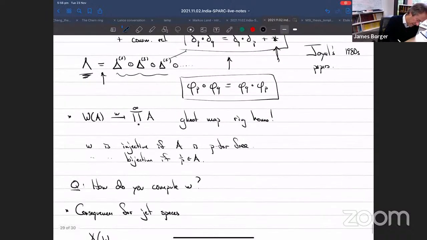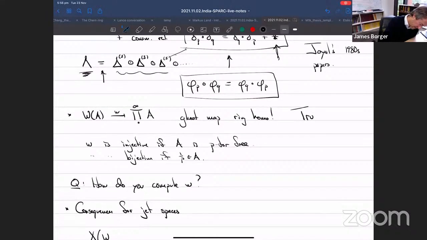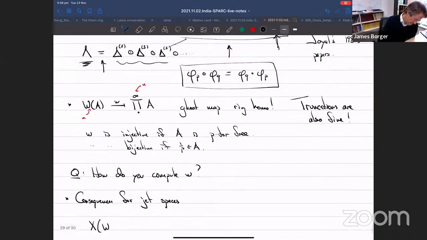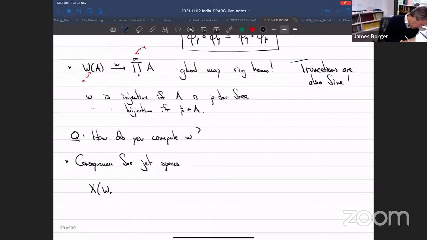So observe there's also a truncated version here. So truncations are also fine. So if we put an n here and an n here, everything would work just as well. So what do we have?